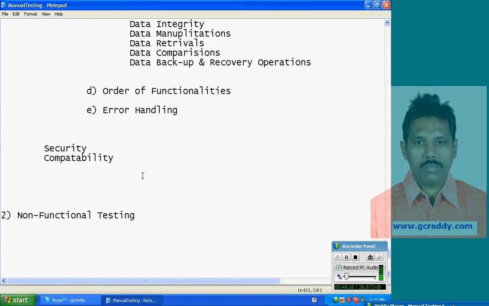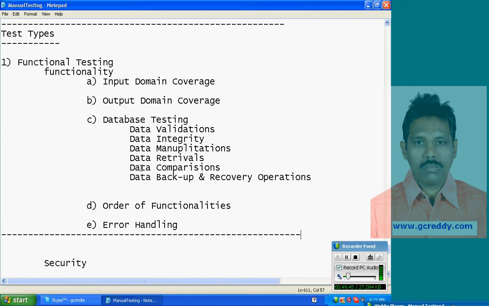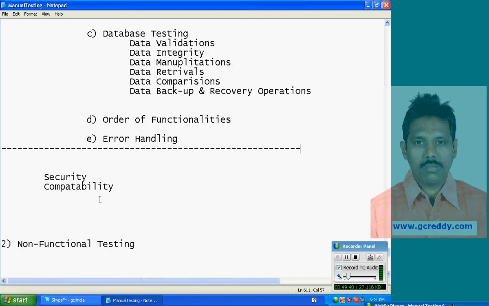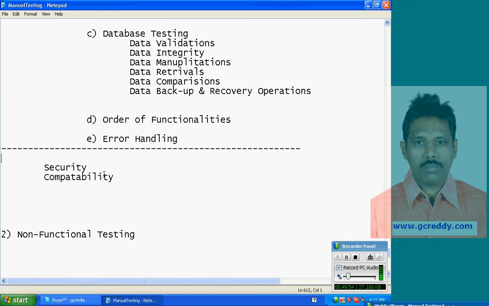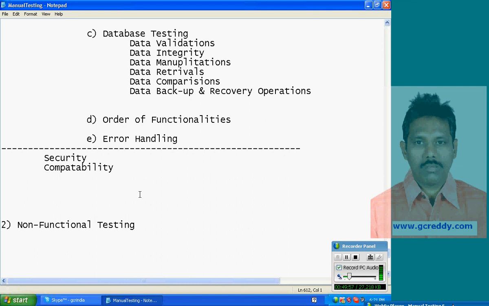See, error handling. What is error handling? Verifying how the system is handling user unauthorized operations and providing meaningful error messages. See, these are the five important coverages in functional testing. Functional testing subsets: security and compatibility also. But some are saying security testing comes under non-functional testing. No. As per industry standards, security testing and compatibility testing also come under functional testing. These are subsets of functional testing.